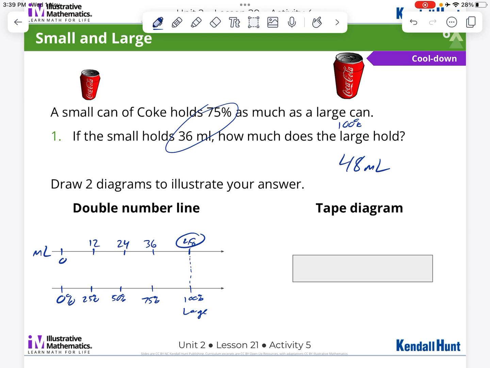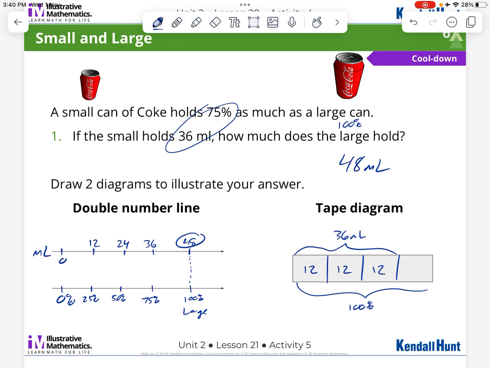On a tape diagram, and this is just a different visual representation. So if this is 100%, and the small can of Coke holds 75%, I'm going to divide this up into 4 equal pieces. Each of those pieces would be 25%. So 3 of them, up here in the top, would be 36 milliliters, which means in each of those boxes, it's going to be 12.